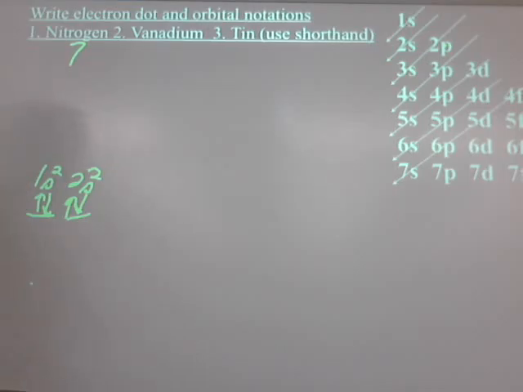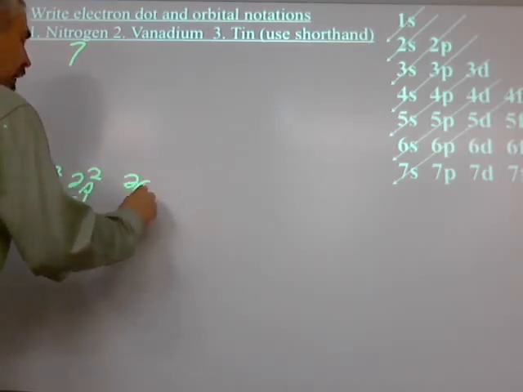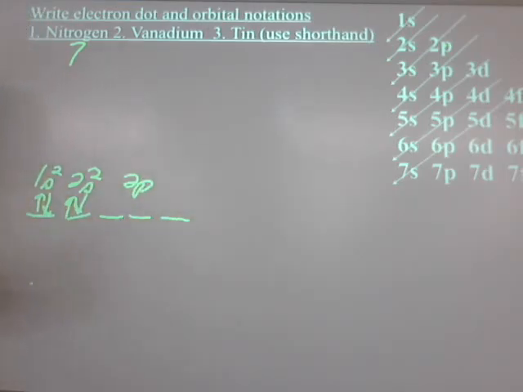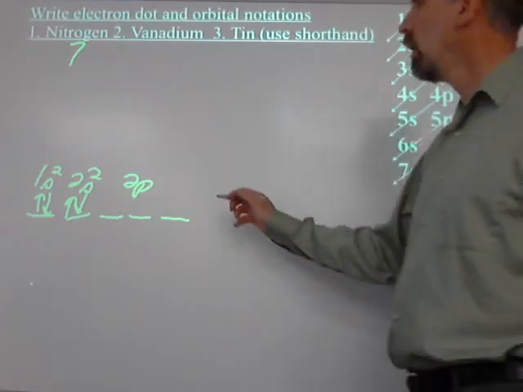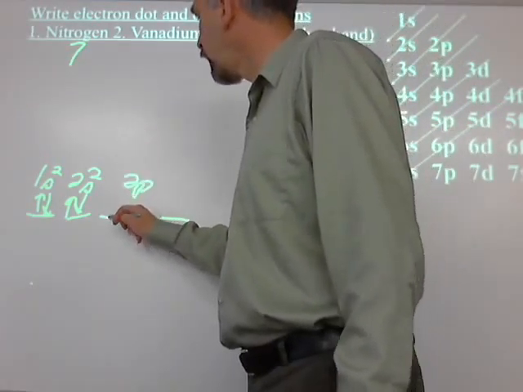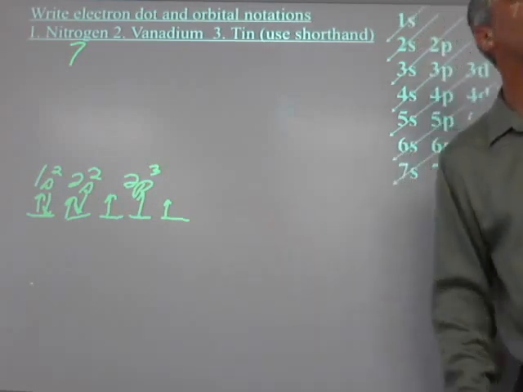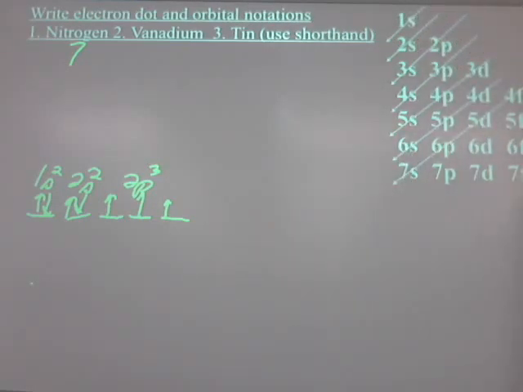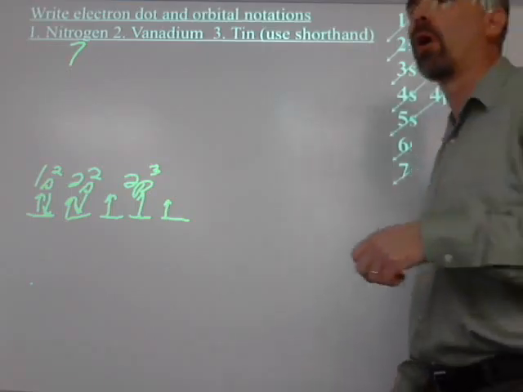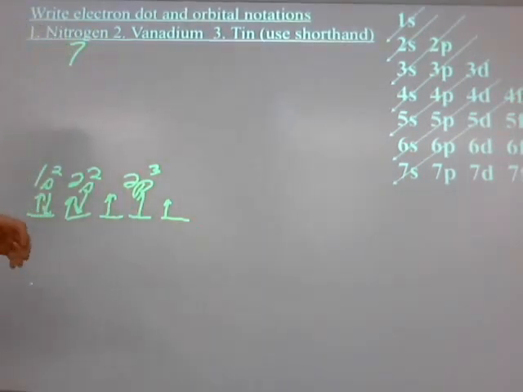Where do the next ones go? 2p, but the 2p is going to have 3 blanks underneath it. 3 positions in space, that's the magnetic quantum number for it. And I only need 3 more, and they go in 1 at a time, which brings me to a rule. What rule is that? It tells me they go in 1 at a time. Do you remember it? It's called Hund's rule. Okay, so they go in 1 at a time. Now let's keep going from there.